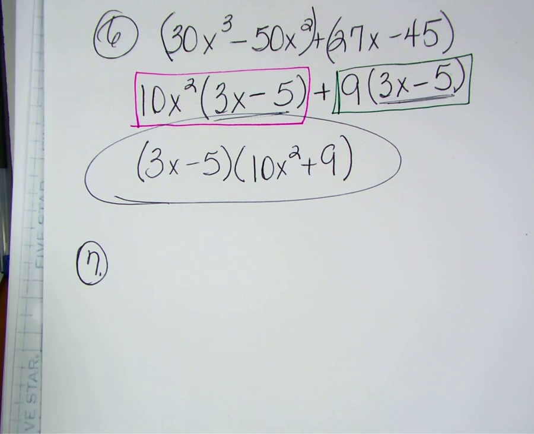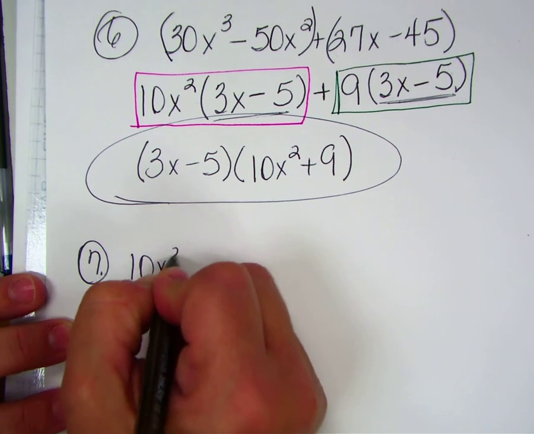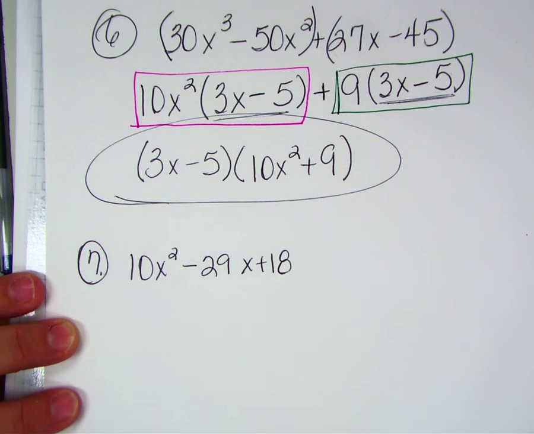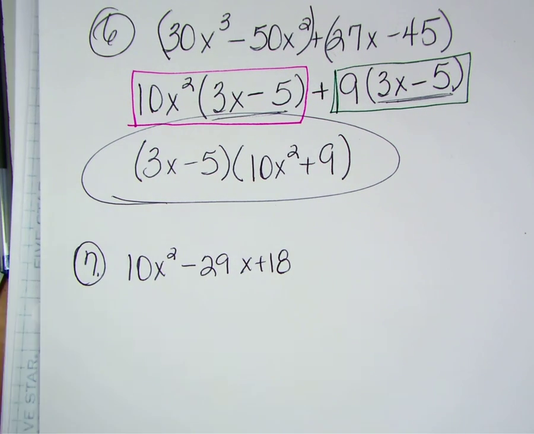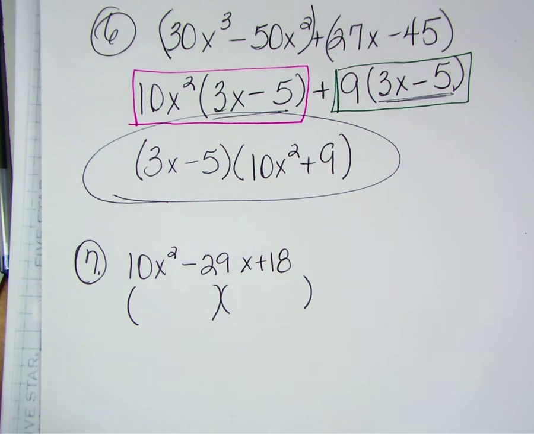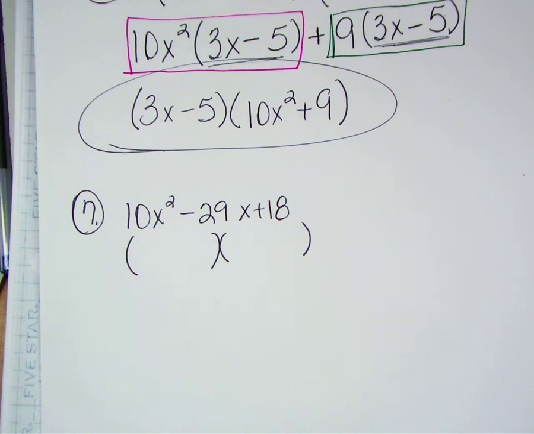Anybody have a question about that one? Okay, number 7. Number 7 is a trinomial. So we're supposed to factor, and probably it's going to look like that. I have lots of choices. 10 could be 10 and 1. It could be 5 and 2. 18 could be 18 and 1, 9 and 2, 6 and 3. So there's lots of different ways that we could attack this problem.